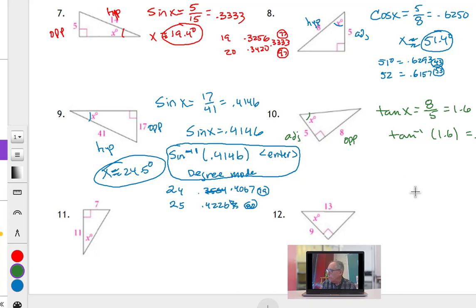Using the table, if I go down the tangent column, 1.6003 corresponds to 58 degrees. So 58 degrees, tangent 58 degrees is 1.6003. So we would say 58 degrees is our angle for this triangle.